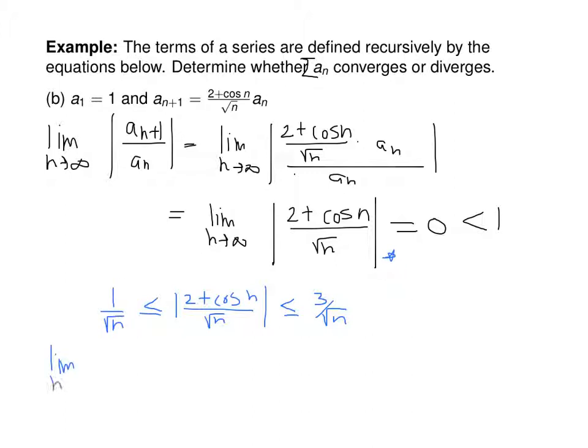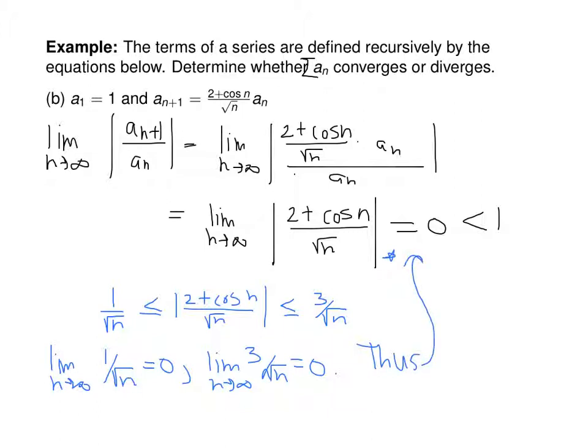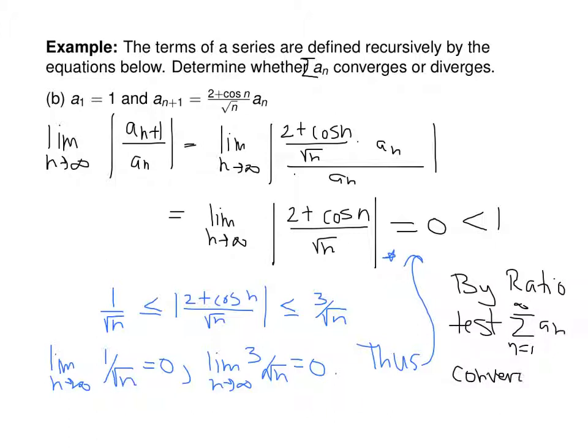And the limit as n goes to infinity of 1 over root n is 0, and the limit as n goes to infinity of 3 over root n is also 0. Thus, that limit is also 0. So, as the limit of the n plus first over the nth term is 0, which is less than 1, by the ratio test, the sum from n equals 1 to infinity of the a sub n's converges absolutely.